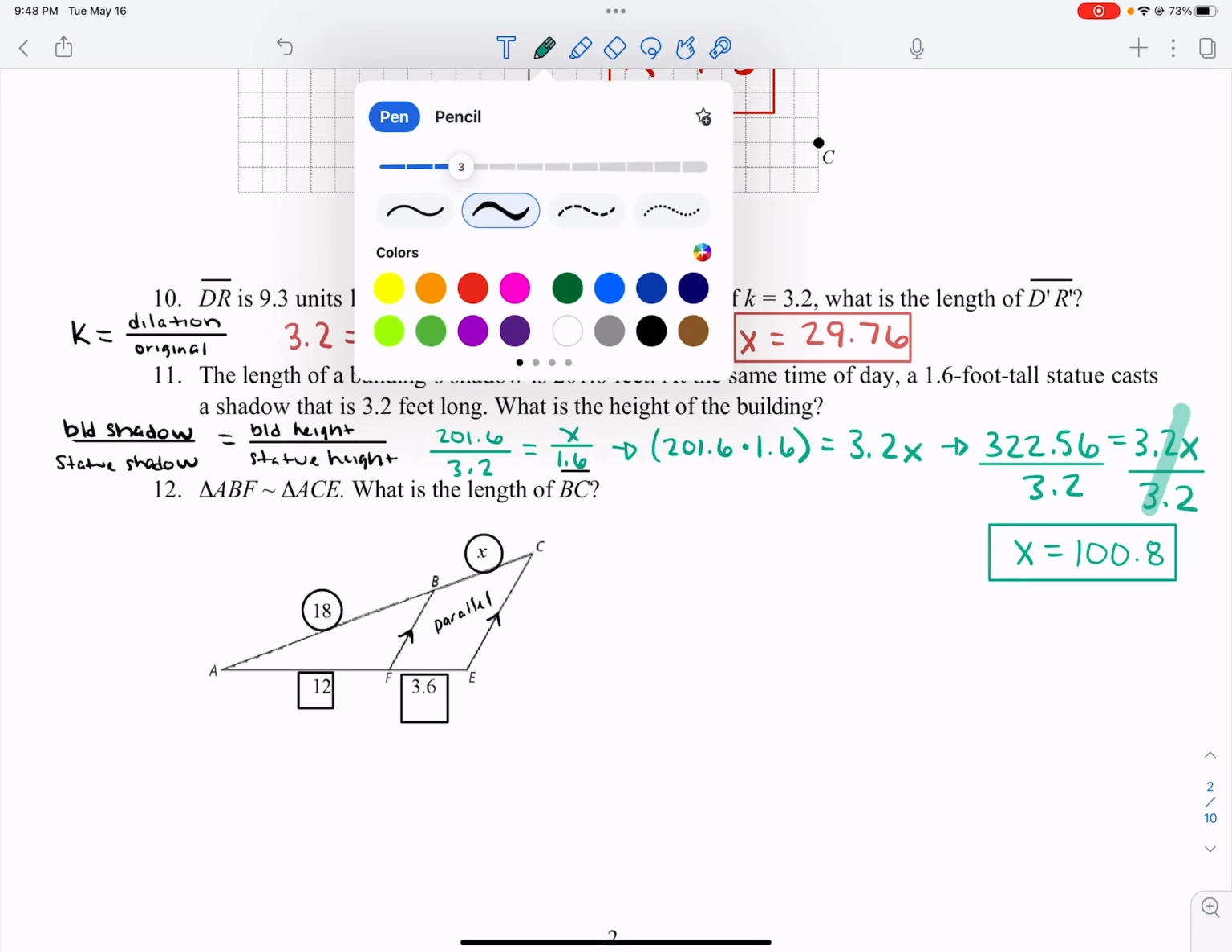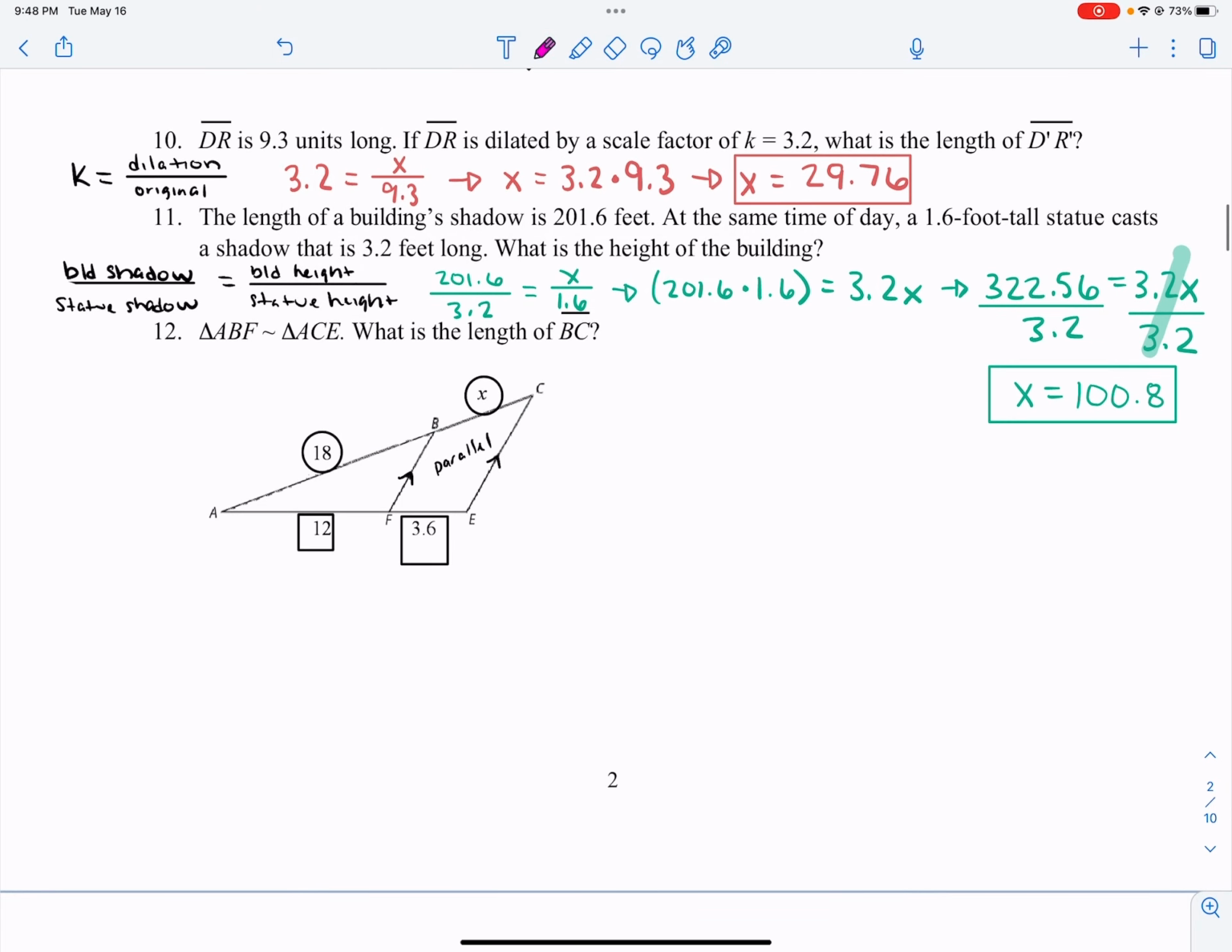All right, and then number 12. Triangle ABF is similar to triangle ACE. What is the length of BC? So they gave you these lines here and they marked them with the triangles. And if you remember, that means parallel. So when they're parallel like this, these two are similar and then these two are similar. So that's why these got circled and these got squared.